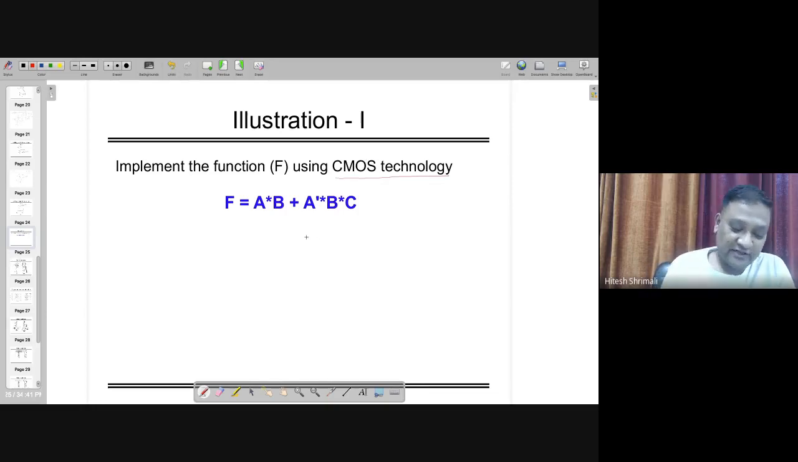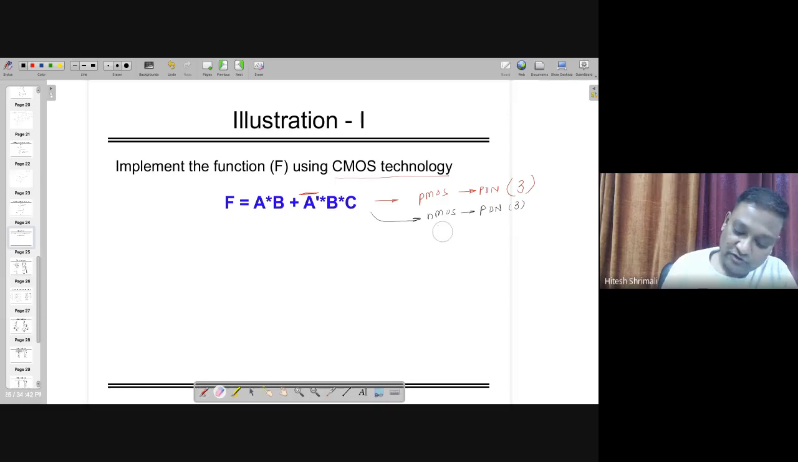If there is a function given to you like this, F equal to A and B plus A prime, where A prime is nothing but A bar, times BC, then F is available, which is going to be implemented with the PMOS power up network. As there are three inputs, you require three transistors. In the case of the power down network, which is going to be implemented with NMOS, it also requires three transistors, but it is going to implement F bar.